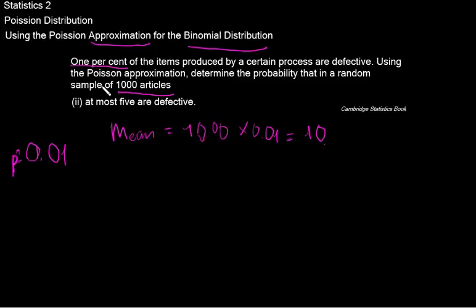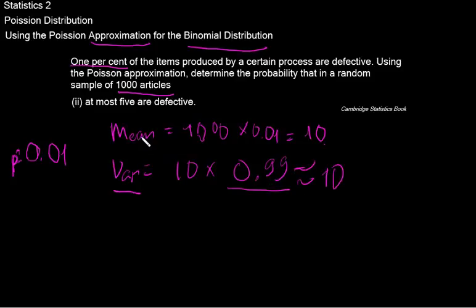And the mean is 10, and also we can get the variance. The variance is equal to 10 times 0.99. So 1 minus 0.01 is 0.99. So that's the formula for the variance in a binomial distribution. So here you get approximately 10. So these two are approximately 10. So the Poisson approximation would be Po(10).